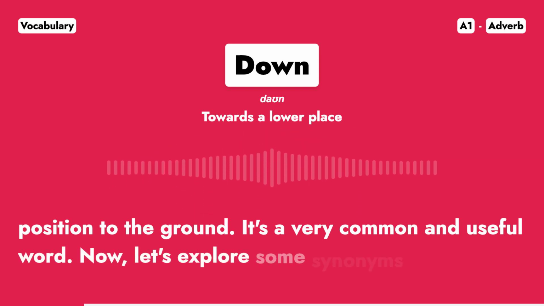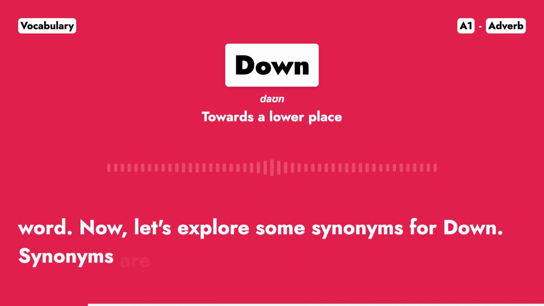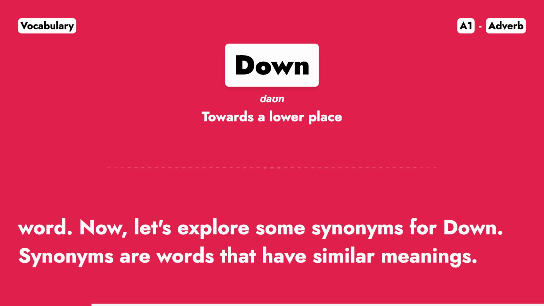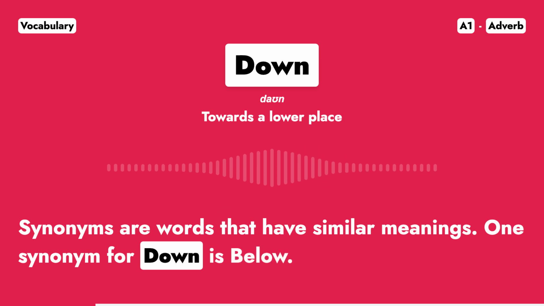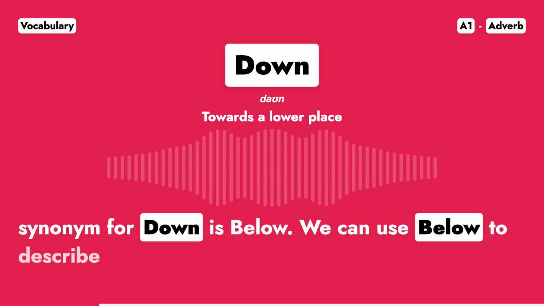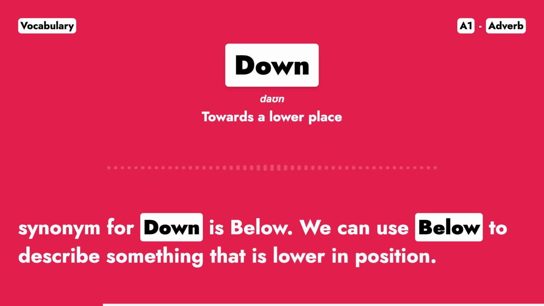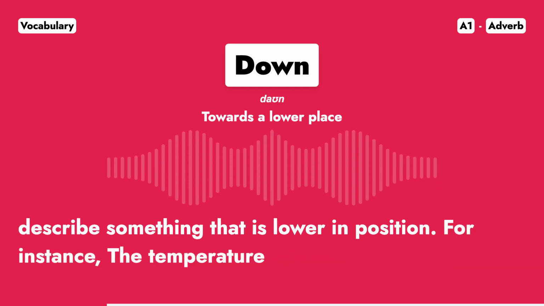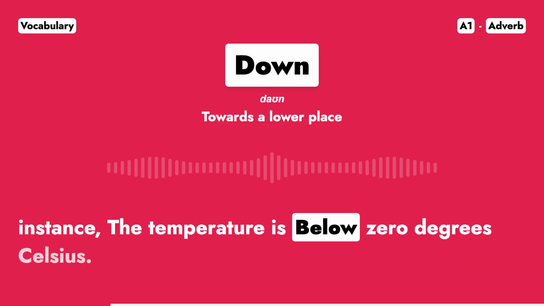Now, let's explore some synonyms for down. Synonyms are words that have similar meanings. One synonym for down is below. We can use below to describe something that is lower in position. For instance, the temperature is below 0 degrees Celsius.